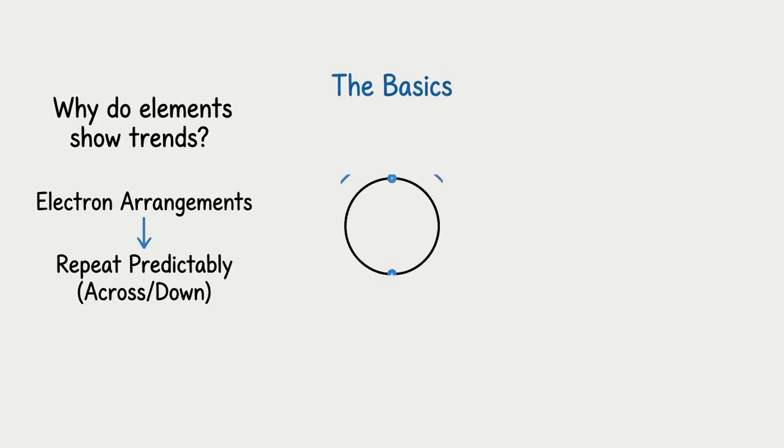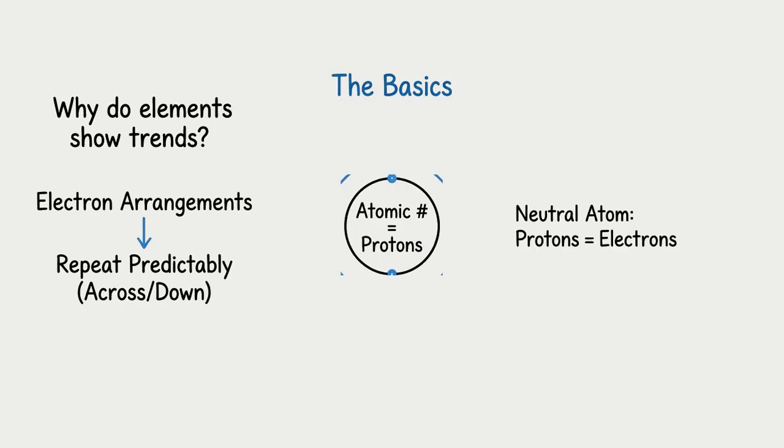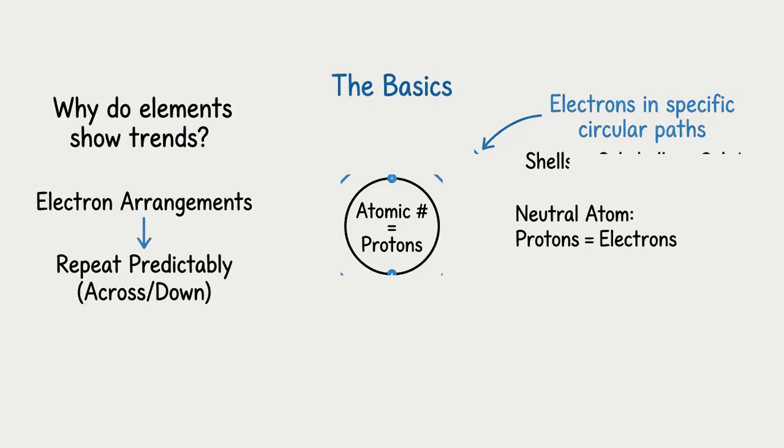Every element has a unique atomic number, which tells you how many protons are in its nucleus. In a neutral atom, that also tells you how many electrons it has. Now, electrons don't just float around randomly. They occupy specific energy levels, called shells, and within those shells, they fill subshells and orbitals in a very specific order. This is dictated by quantum mechanics.